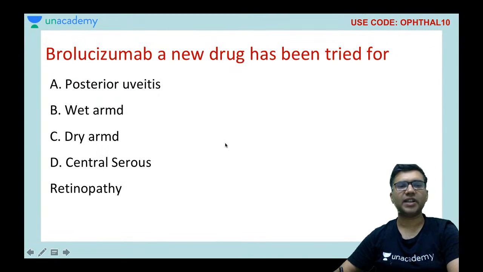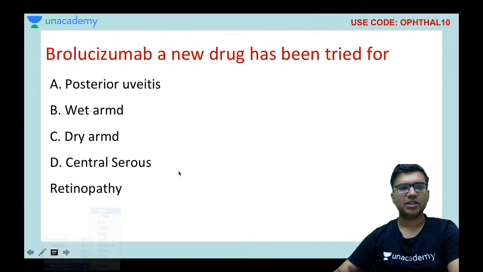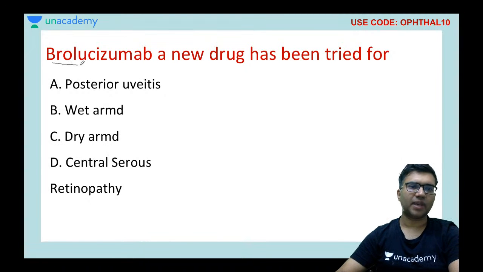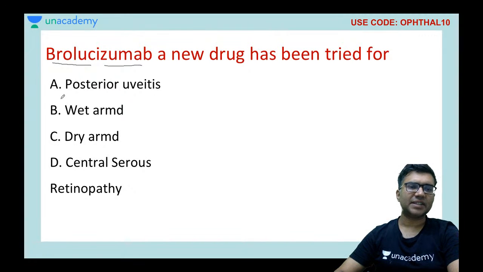Okay, let's move to the next question. Brolucizumab is a new drug that has been used in which of the following? Posterior uveitis, wet ARMD, dry ARMD, or central serous retinopathy? Brolucizumab. So remember, brolucizumab is a drug which has been used in wet ARMD.